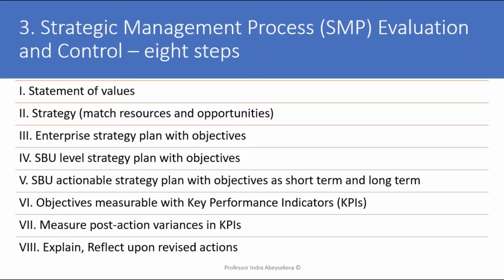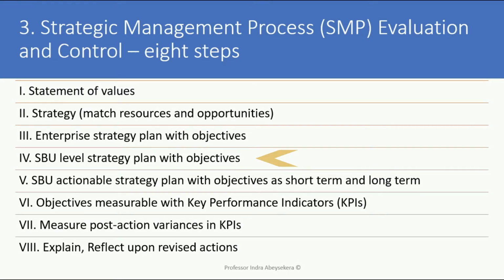The third phase of the strategic management process is evaluation and control. There are 8 steps. First is to review the statement of values, and second is to examine the strategy along the lines of matching resources and opportunities. Third, to examine enterprise strategy plan with objectives.